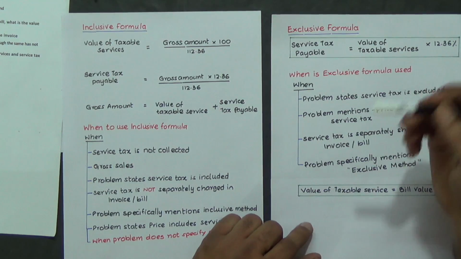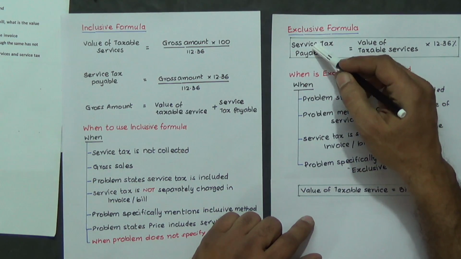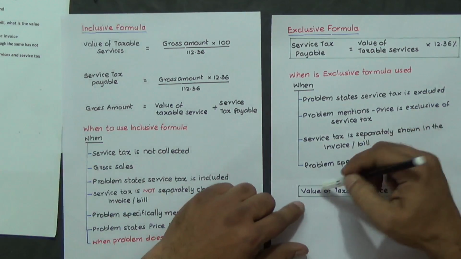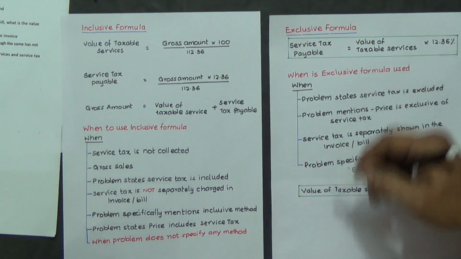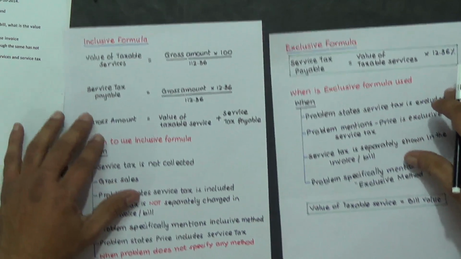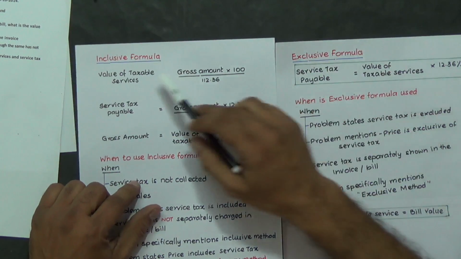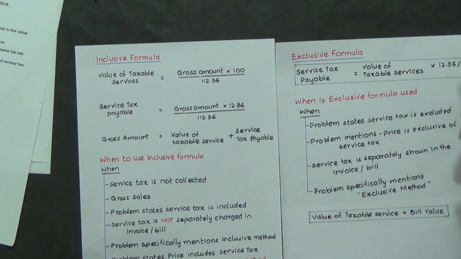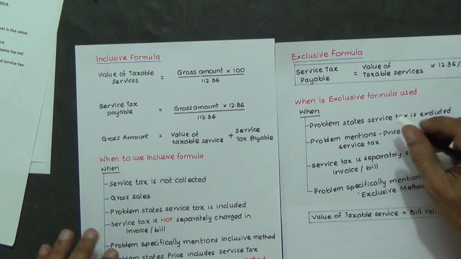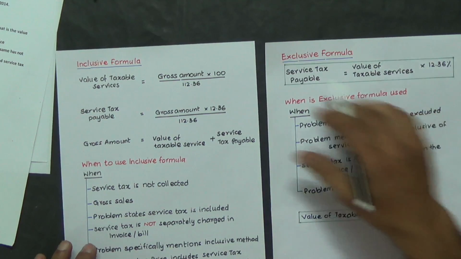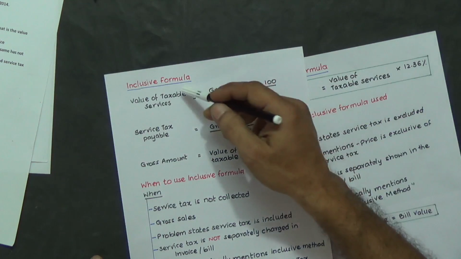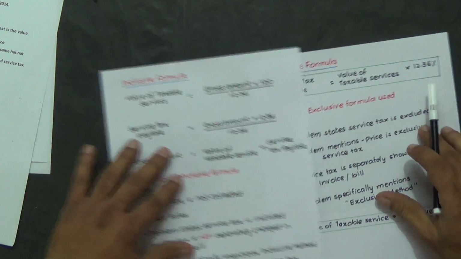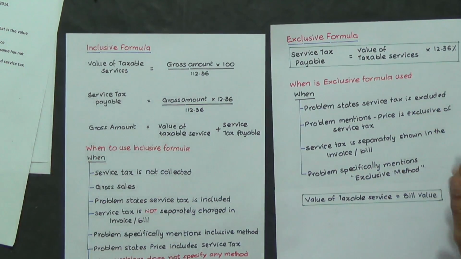These are the only two questions asked in any given problem. So if one knows how to answer these two questions, we have solved everything. These two questions can be solved in both methods, the exclusive formula and the inclusive formula. Exclusive formula means that taxable service does not include service tax. Inclusive formula means taxable service includes service tax. This is the basic difference between the two formulas.